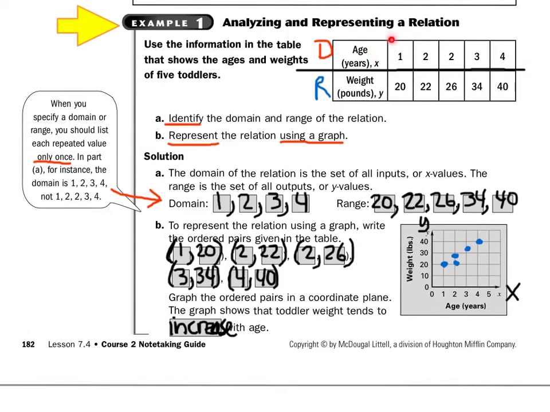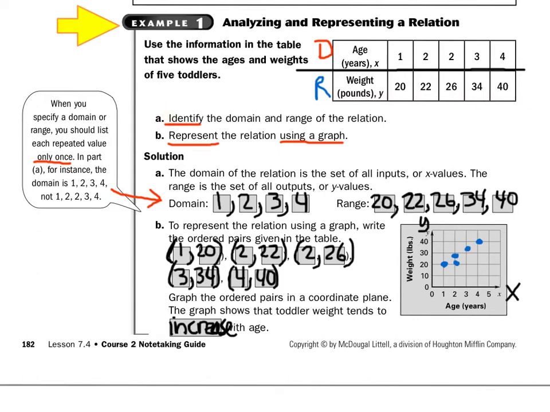So a 1-year-old, they measured their weight and they were 20 pounds. A 2-year-old, they measured that toddler's weight and they were 22 pounds. Another 2-year-old could weigh 26 pounds, and that's true. You know, they have different weights. A 3-year-old was 34 pounds and a 4-year-old was 40 pounds.